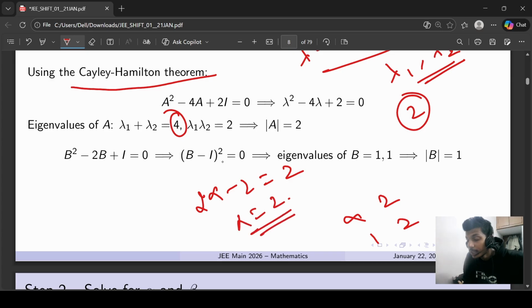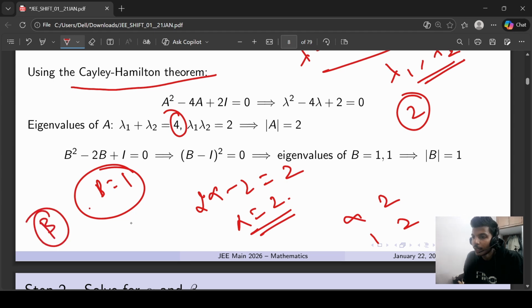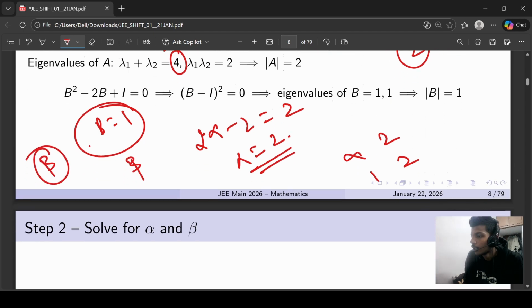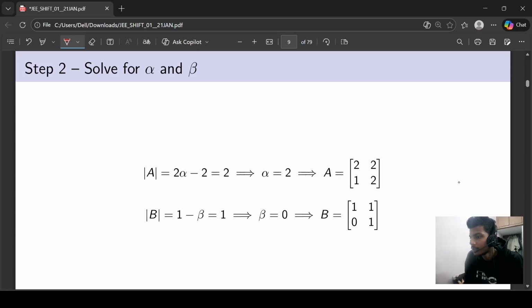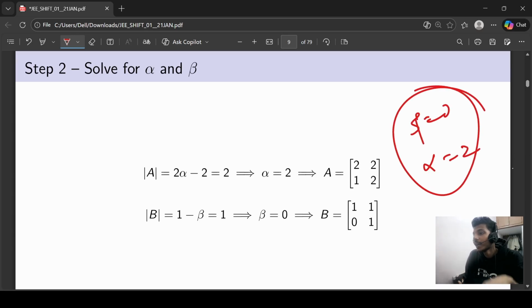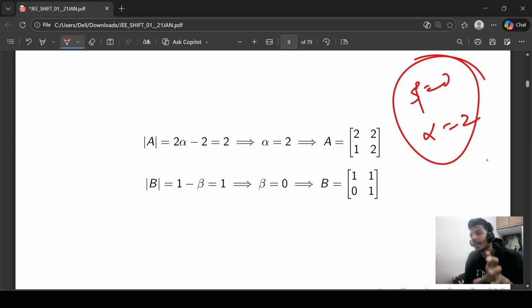Okay, in the same way I can do it for matrix B. I very well know that the determinant of B is 1, right? By putting the determinant value I can find the value of beta, and beta came as, I think, 0. Yeah, beta came as 0 and alpha came as 2. So we came to know the values of both the variables, alpha and beta.